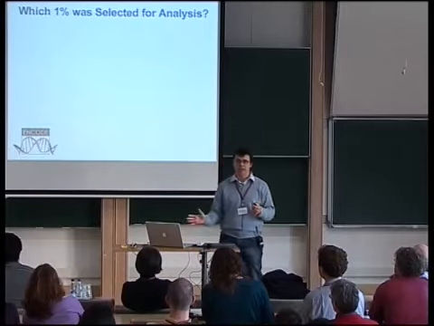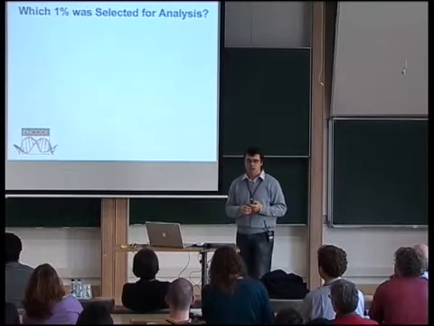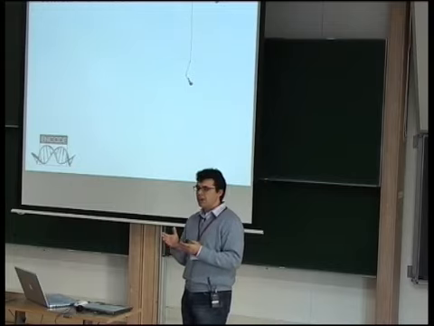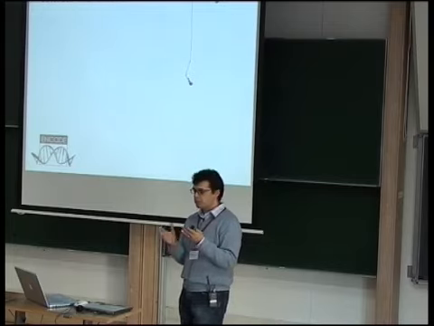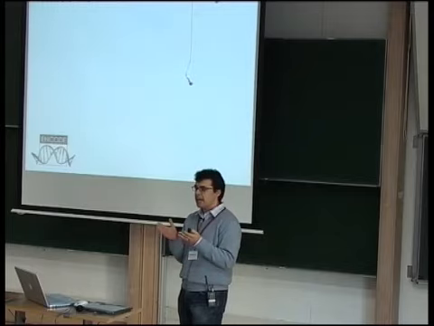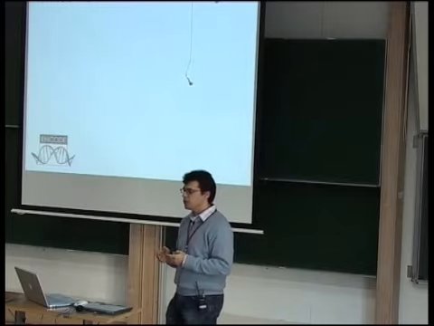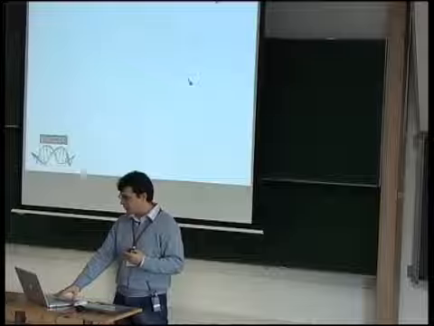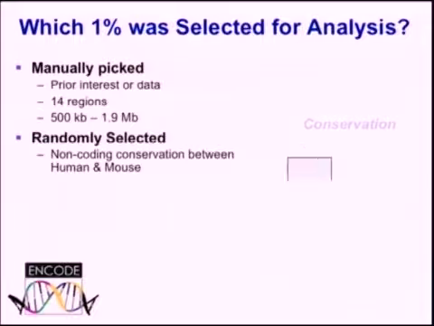So the ENCODE pilot project started with 1% of the human genome and brought together both computational folks and experimentalists to hammer at this 30 megabases of the genome with redundant technologies and try and figure out where certain functions were encoded. And it gave us a very deep data set to do some unique things that we couldn't do genome-wide.